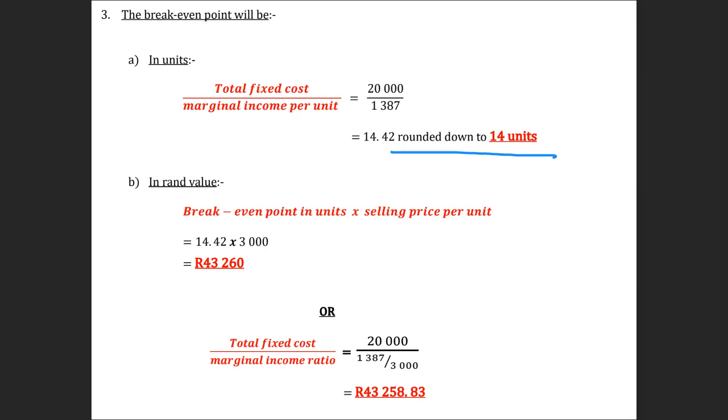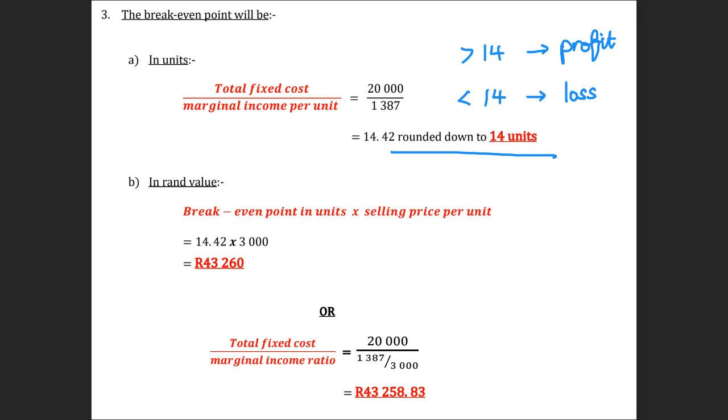So 14 units is your break-even point, saying that the business will need to produce 14 units in order for them to break even. If they produce more than 14 units, then they will make a profit. If they produce less than 14 units, then they will incur a loss. So 14 units is the break-even point.